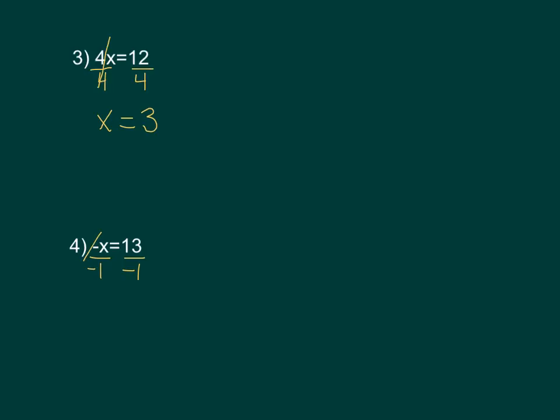So those negative signs are going to cancel. So you're left with a positive x equals, and then a 13 divided by a negative 1 is going to be a negative 13. Because a positive divided by a negative is going to be a negative. Anytime you're dividing different signs, you're going to end up with a negative.